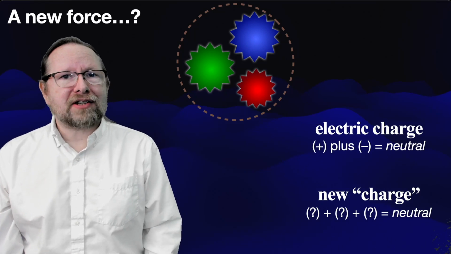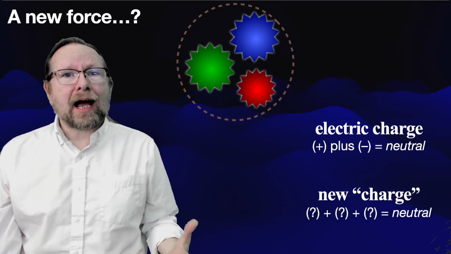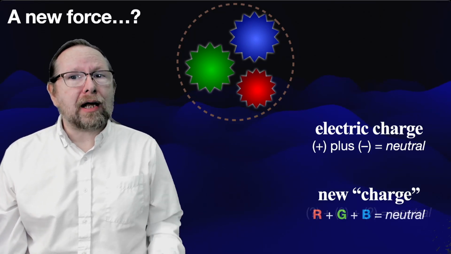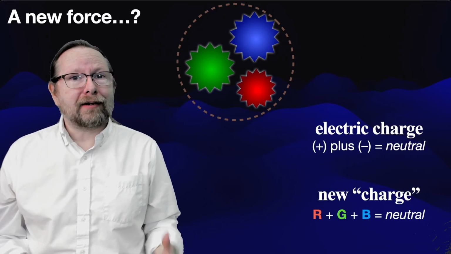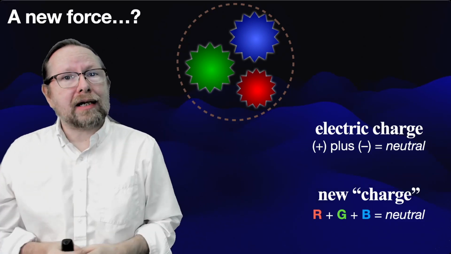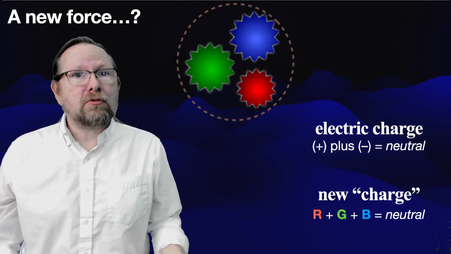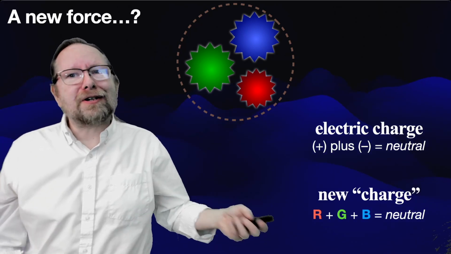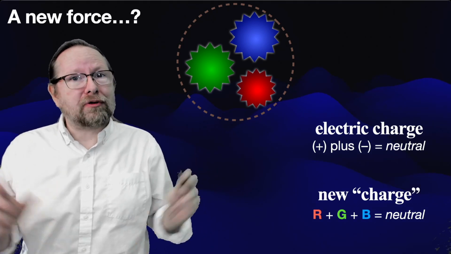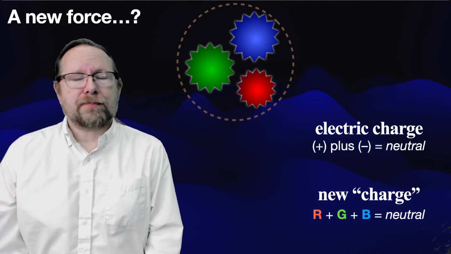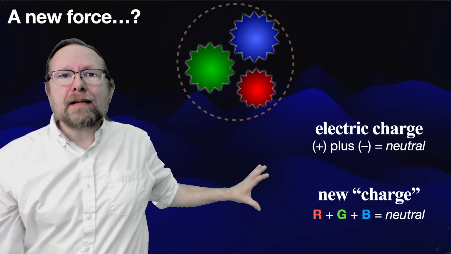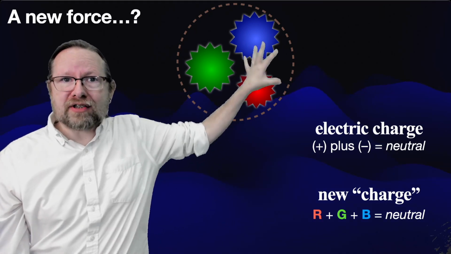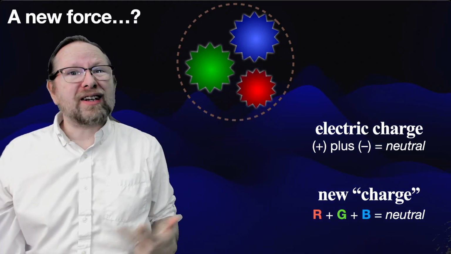The analogy that scientists came up with is, well, it's like how red, green, and blue light add together to make white. Right? If you have a red light and a blue light and a green light and you add them all together, you get no color, sort of. I mean, is white a color? I don't know. But red plus green plus blue equals neutral, equals colorless. So we called the names of these charges that quarks have red, green, and blue. We call it color charge.